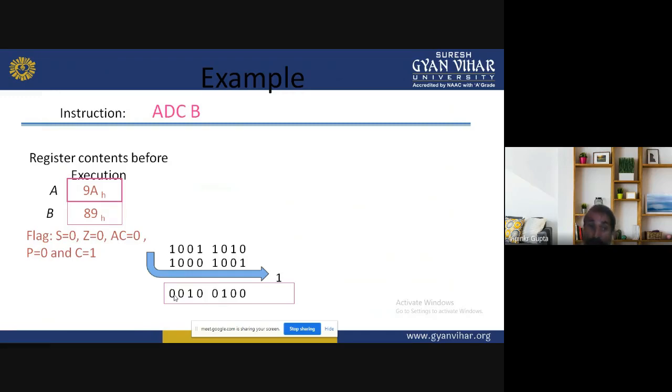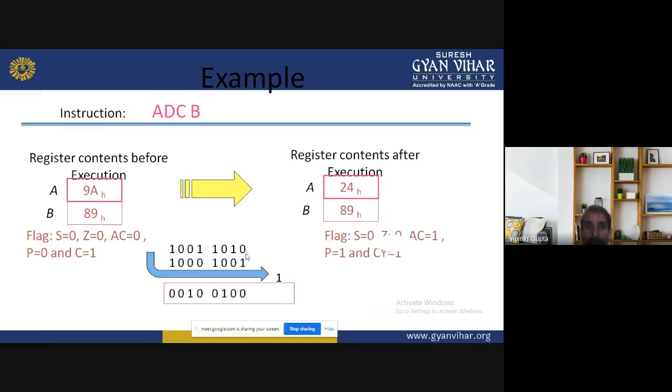So here we can include the carry flag also. So what is the result in the accumulator? This is the equivalent of 0011 1100, which means 4, and 0010, which means 2. So A will be loaded with that result. So 24H is loaded to the accumulator, and 89 will be the same.